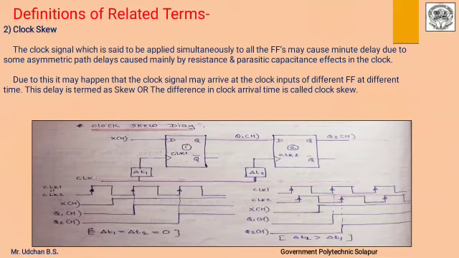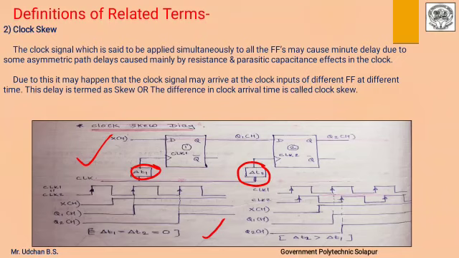This delay is termed as a skew, or the difference in clock arrival time is called as a clock skew. For example, here a sequential circuit is drawn which consists of 2 D flip-flops having a common clock pulse applied to each one. Now here this delta T1 and delta T2 are the time taken by the clock signal to reach at the clock input of flip-flop 1 and flip-flop 2.